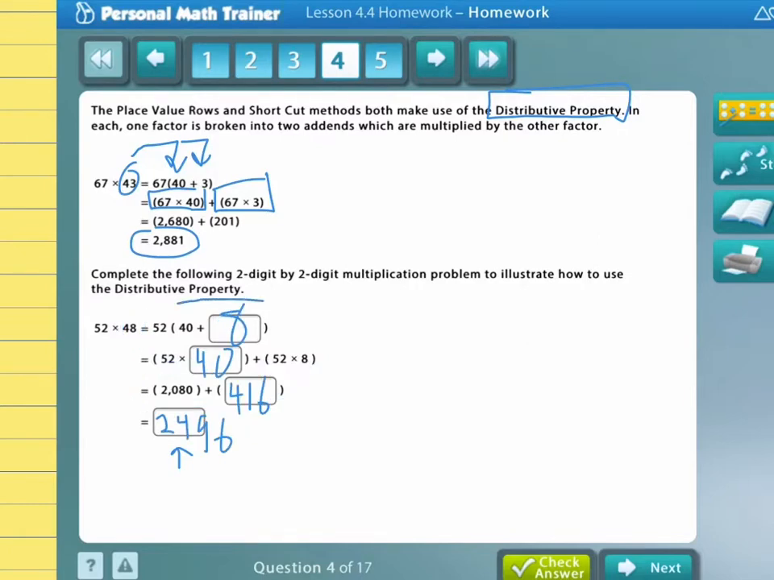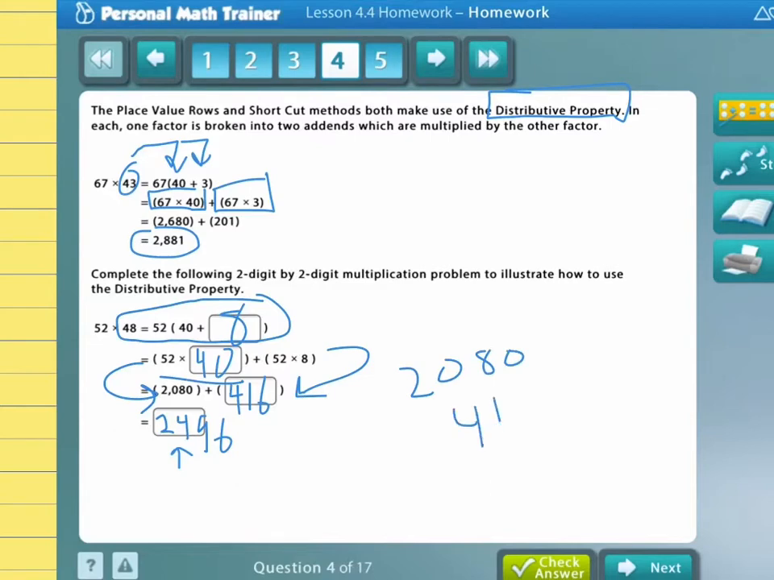So you distribute the 48 into 40 and 8. You multiply 52 times 40 to get that. You multiply 52 times 8 to get 416. And then you add up 2,080 plus 416 to get 2,496. And that is the distributive property using the shortcut method or the place value rows method.